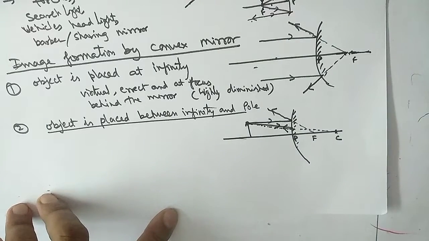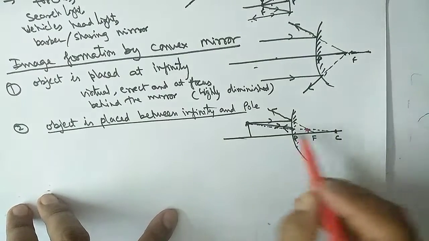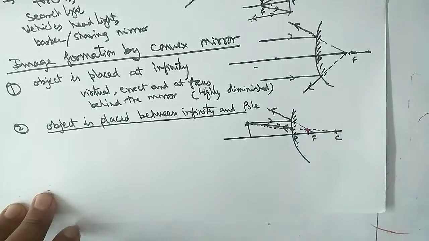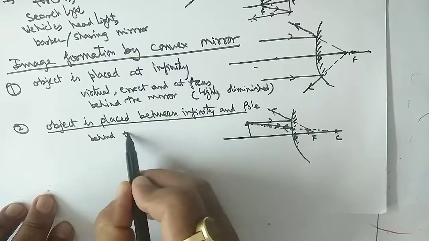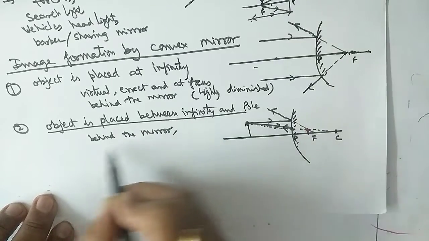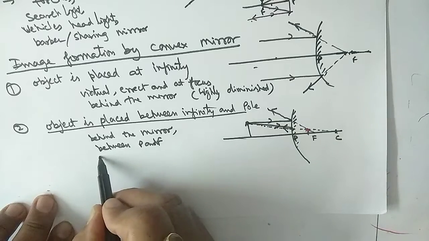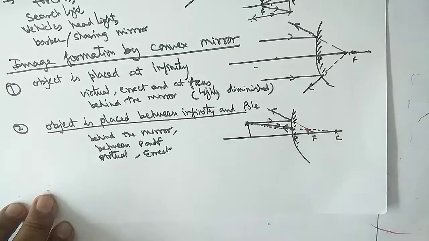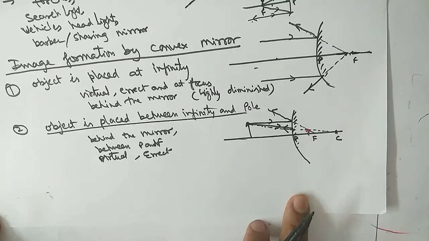If we see the position of the image, it is formed here, where the two rays intersect each other. So this is the position of the image formed by the convex mirror. Where will the image be formed? Behind the mirror, between P and F, and virtual and erect. So these are the two cases of image formation by the convex mirror.